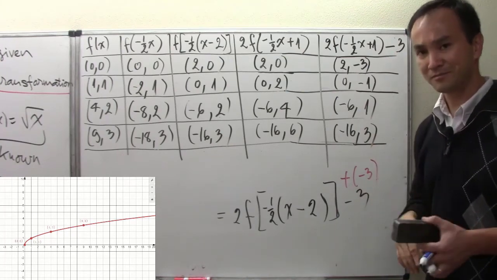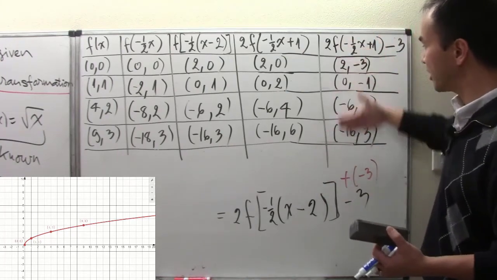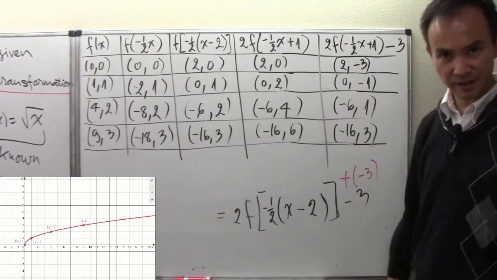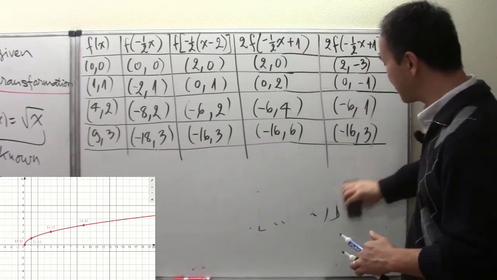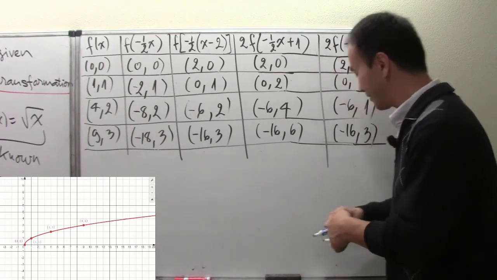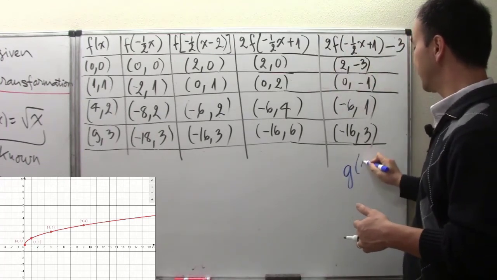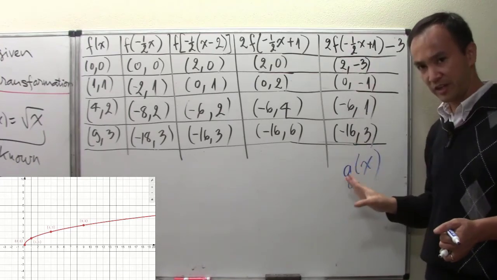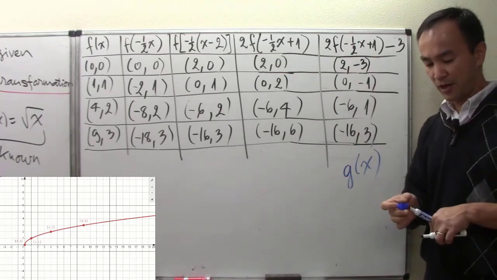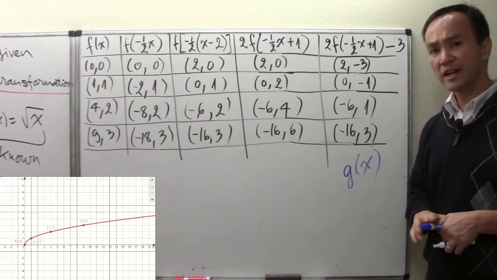And now, I forgot to do this, but I should have written this in blue ink right there. So this is our final guiding points right here. This is g of x. I forgot to write it in blue ink, so I just made a note right here. This last column really is the final guiding points for g of x. So now we are ready to put this on the graph.